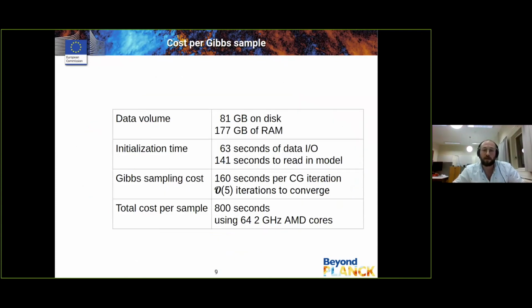As for how expensive this is, just want to give some quick numbers. Basically, the data volume is modest, requiring about 170 gigabytes of RAM, takes about 3 minutes to initialize, and the map making process itself takes about 800 seconds to converge using one node at the University of Oslo cluster.